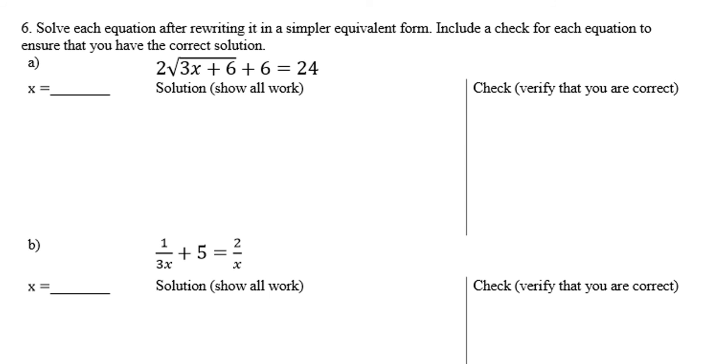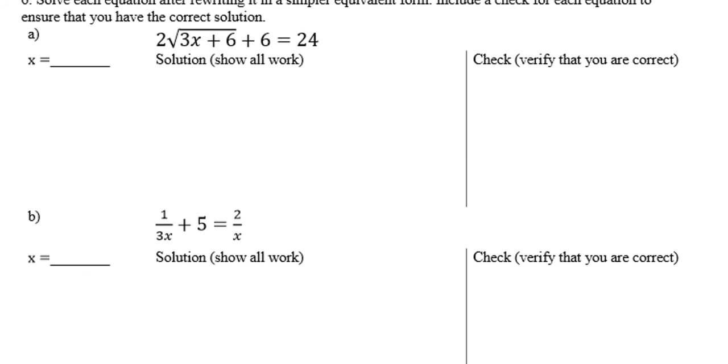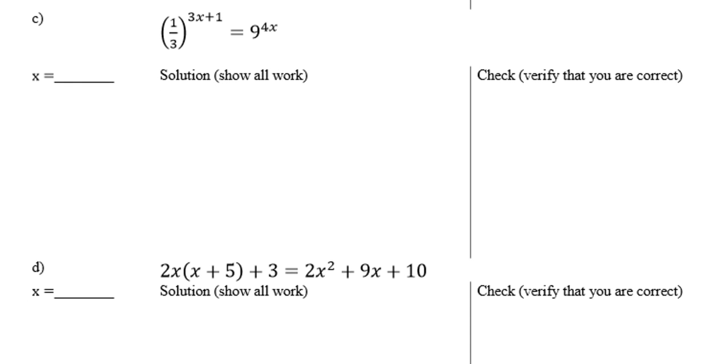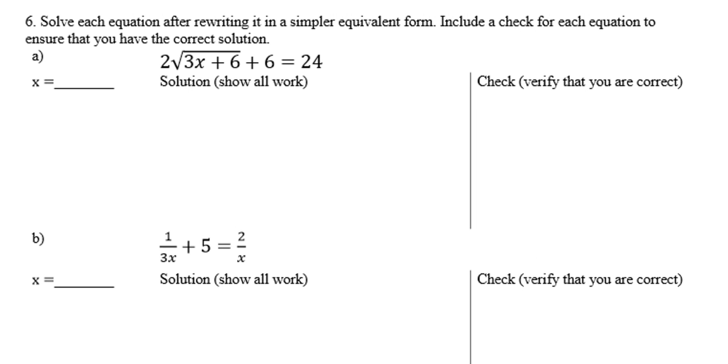Question 6 has four parts, parts A, B, C, and D, and these are a little bit more involved solving equations. I think probably the most straightforward one is D, but that does involve a distributive property and getting rid of 2x squareds from each side. But let's start with A.